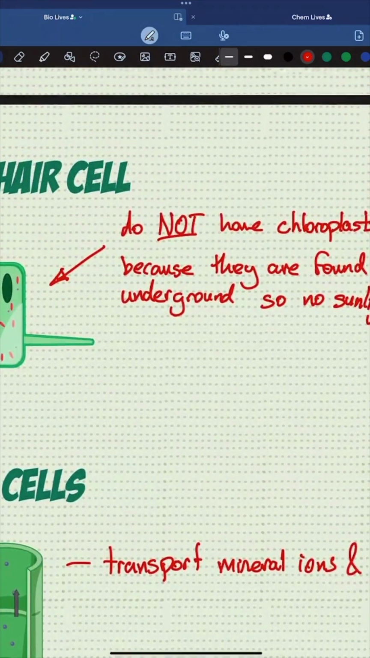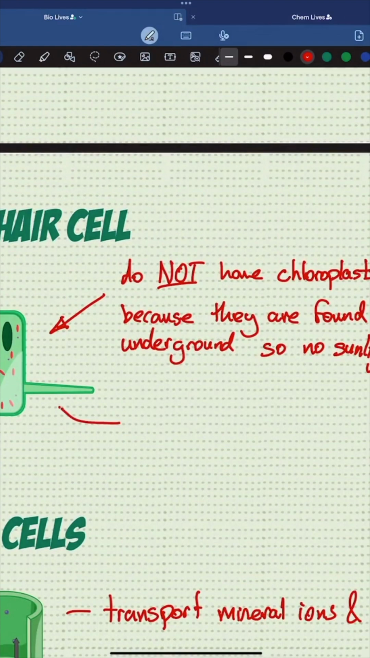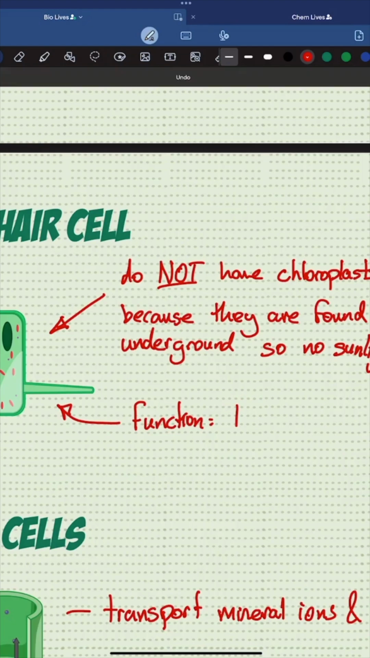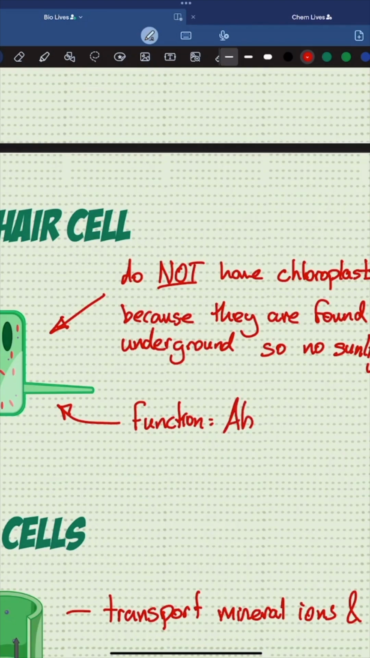Root hair cells? What do root hair cells do? What's the function of a root hair cell? It's found in the root, so think about what the root does. Roots absorb water and minerals. Yes. So root hair cells absorb water and minerals from soil.